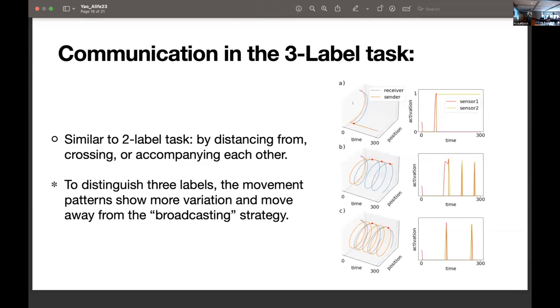Going to the three-label task, how they communicate is very similar to the two-label task. That is, again, by distancing from, crossing, or accompanying each other to produce different patterns of sensory spikes. But something different here is that because there's a need to communicate three labels, it's a little bit hard, and they have to move with more variations. Also here we see that the receiver is moving in different patterns in reaction to what the sender was doing. So it's more mutually fitting, instead of just the sender taking different patterns to let the receiver know what is going on; actually the two are interacting with each other in some way.